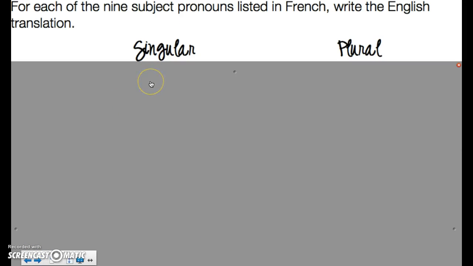So for each of the 9 subject pronouns in French, I want you guys to write the English translation. French has a couple more subject pronouns than we have in English, but you'll see why there are differences. I've split them up between singular and plural, and I've also added whether they're first person, second person, or third person. Singular just means one, and plural means more than one. If you are not 100% sure how first, second, and third person work, don't worry too much about that. It's just an easy way to organize the thoughts.